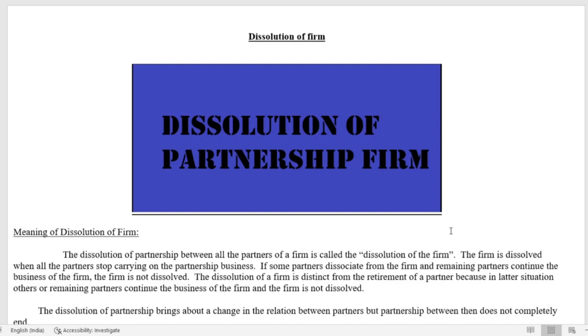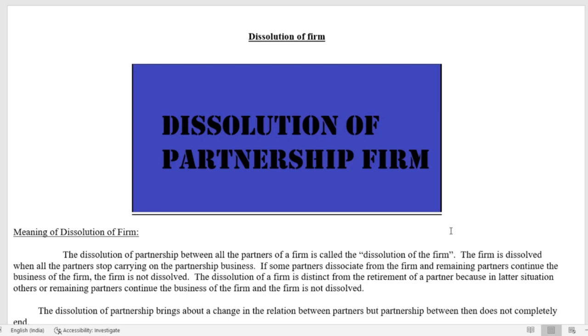Here we can expect one more question in this way also: describe the dissolution of a partnership firm and the dissolution of partnership. So here we should not get confused with regard to the question, that is the dissolution of partnership firm and the dissolution of the partnership. I will later explain with regard to this aspect.